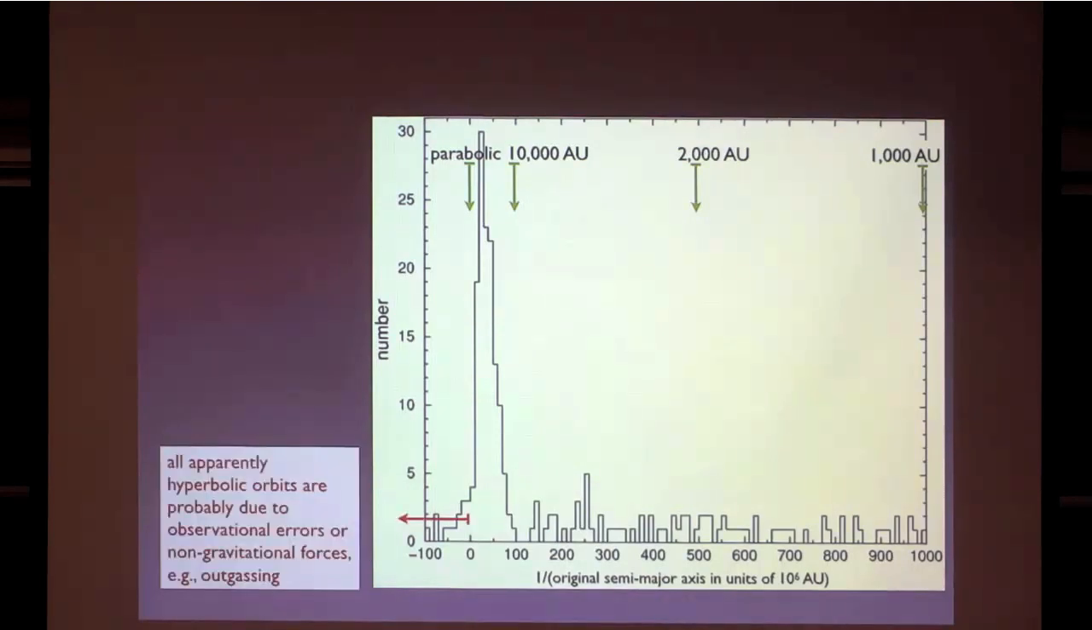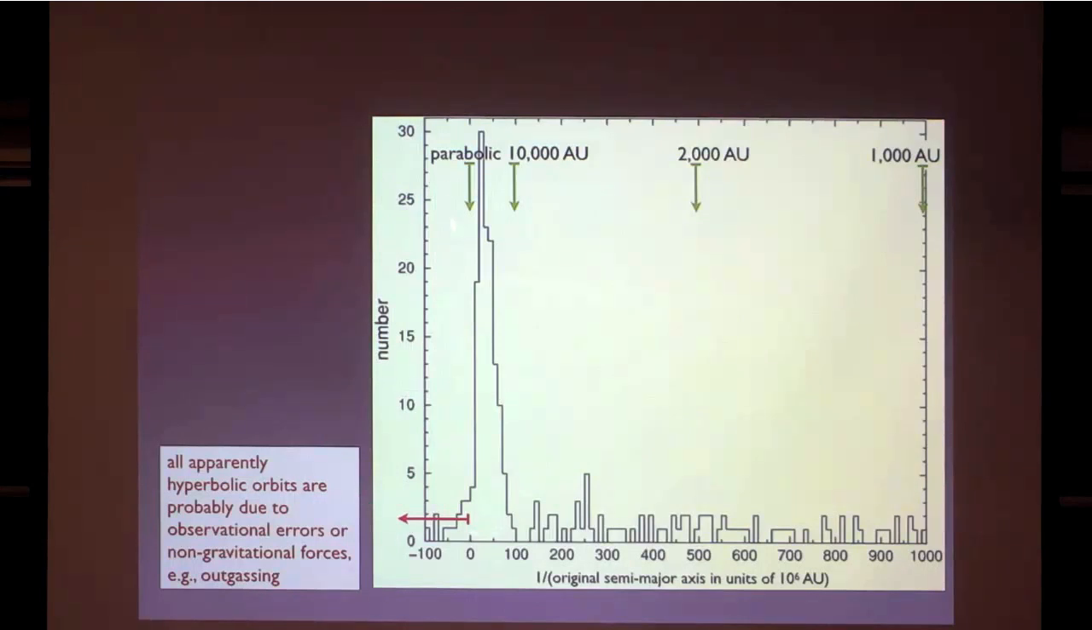My first comment on this remarkable plot is that if you look in detail at everything out here, everything with negative semi-major axis, those are on hyperbolic orbits. Those all have error bars, either due to observational errors or non-gravitational forces and outgassing, that make them consistent with parabolic. And so it's reasonable to assume that there are no hyperbolic orbits. We haven't seen any comets come in on hyperbolic orbits.